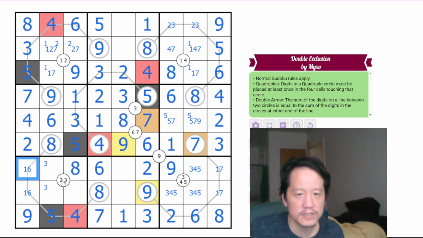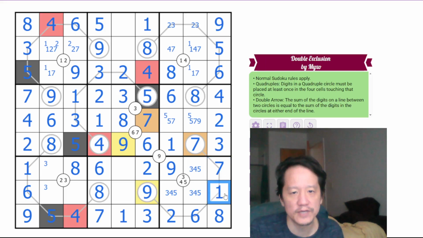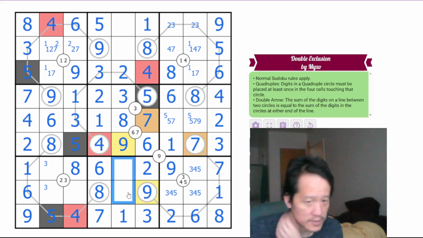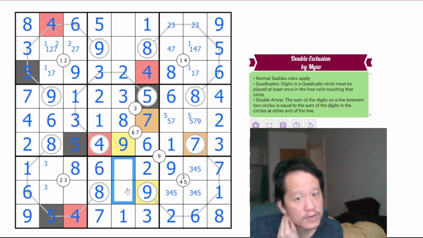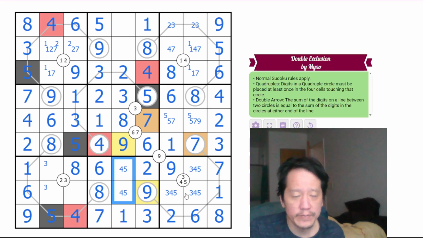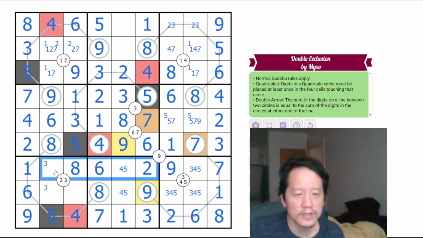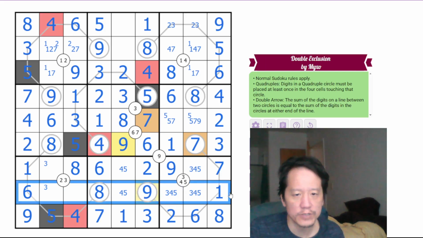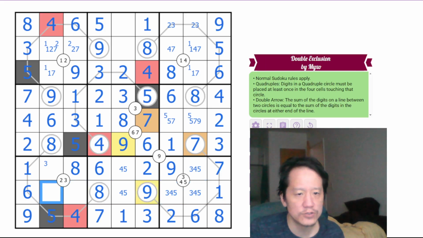This 6 means this can't be 6, so this is 1. This is 6. This 1 eliminates that 1, so that's 7 and 1. These digits are 4 and 5. 2 cannot be here. We have a 3, 4, 5 triplet here, which eliminates 3, 4, and 5 from the rest of the row. So this has to be 2 and 7. And this must be a 3.